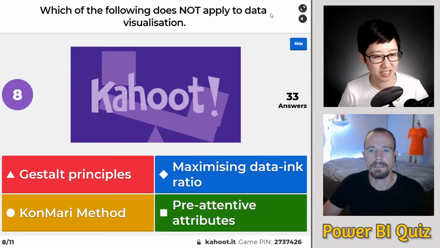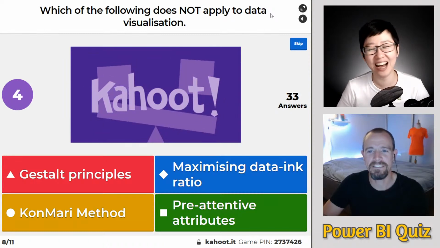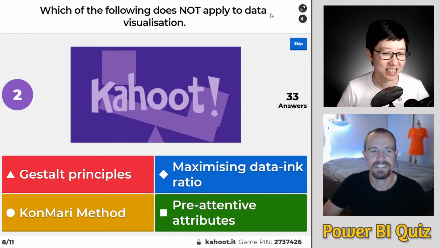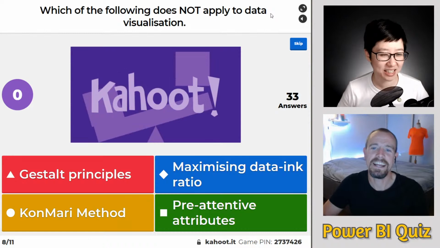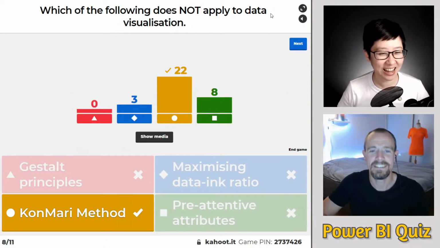Let's see. And now there was time enough. Everyone, I believe, has answered this one. So we should have donated some of these seconds, I guess. All right. Overwhelming majority realized that the KonMari method shouldn't be part of it. So yes, let me then explain. I don't have to talk about Gestalt principles because nobody chose that option. Very good. All right. Maximizing data ink ratio.